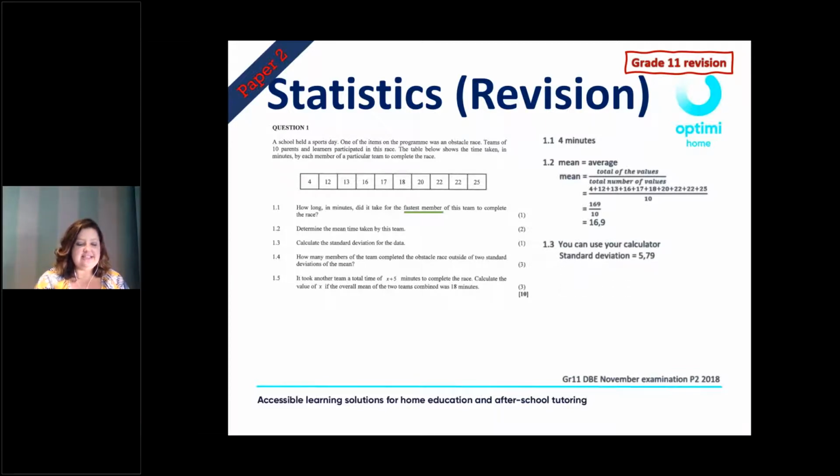Sorry, it's not the X, it is the summation symbol. 4, 5.8. So just to recap, you need to put your calculator on statistics.